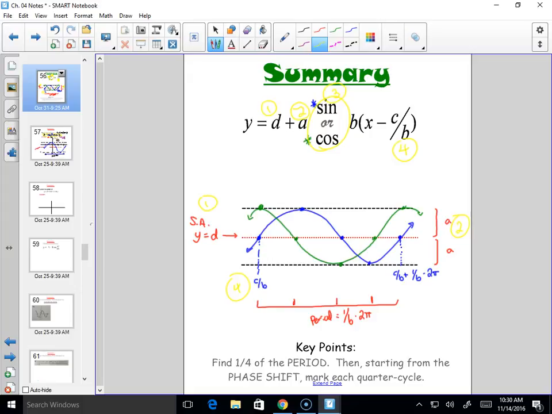And then what's the last thing that we did? We figured out our period, how long it was supposed to last. We used B. Remember, it's 1/b times 2 pi. We had to use a little formula. And then, last but not least, we marked our little key points. And we connected, staying within the lines. So, sinusoidal axis, number 1. Amplitude, number 2. Well, what's the shape? Number 3. Starting point, number 4. How long do we make it last? Number 5, and then connect it all together.